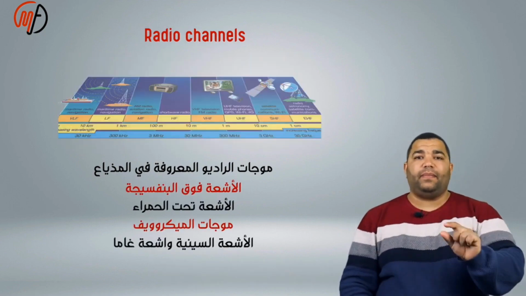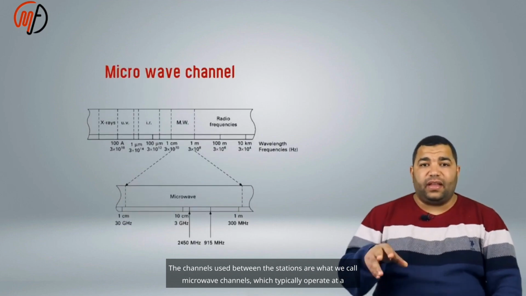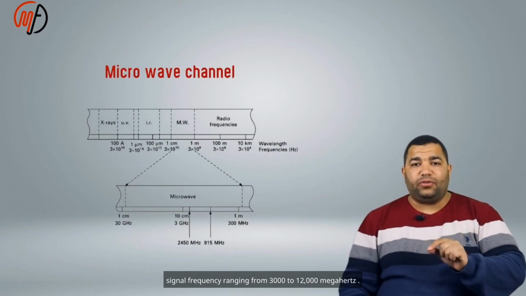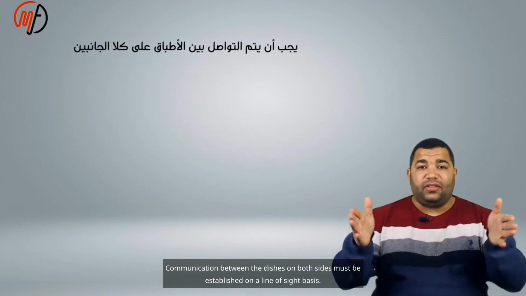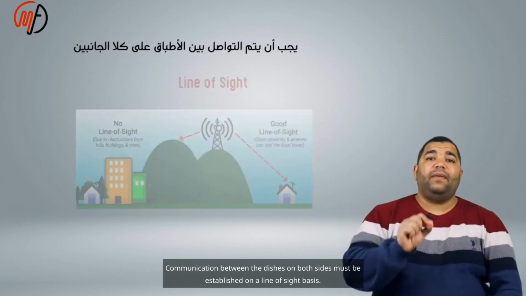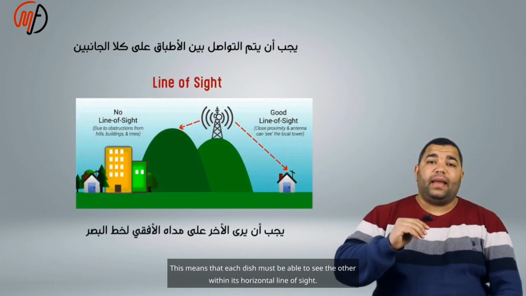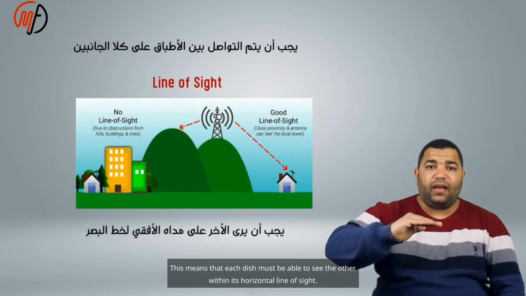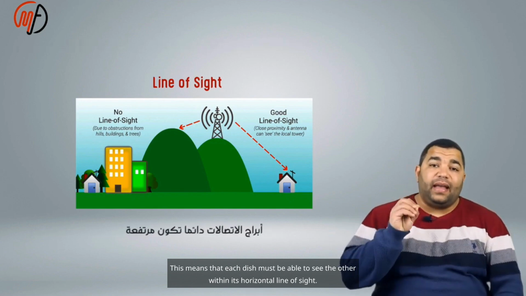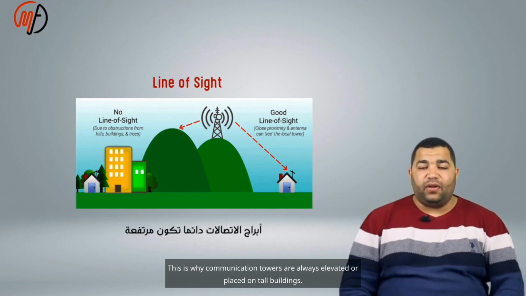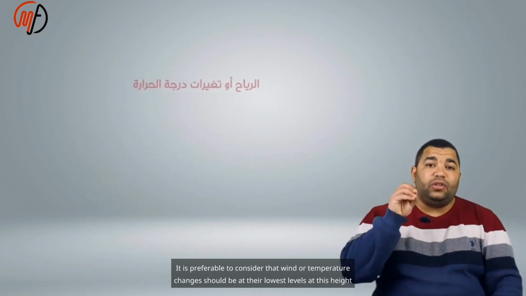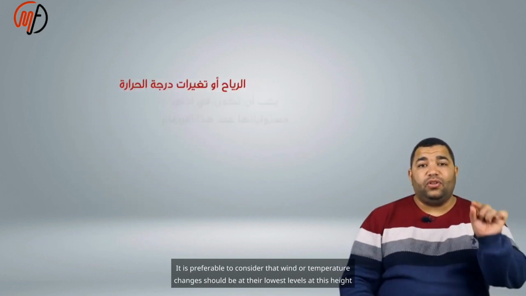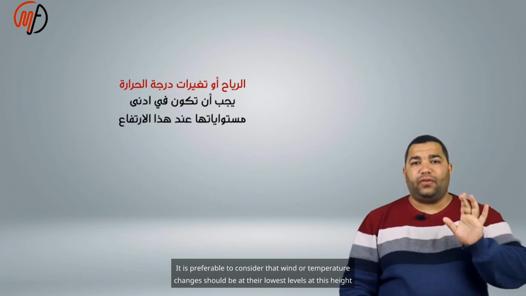light and rays. The channels used between the stations are what we call microwave channels, which typically operate at a signal frequency ranging from 3,000 to 12,000 megahertz. Communication between the dishes on both sides must be established on a line of sight basis. This means that each dish must be able to see the other within its horizontal line of sight. This is why communication towers are always elevated or placed on tall buildings. It is preferable that wind or temperature changes be at their lowest levels at this height.